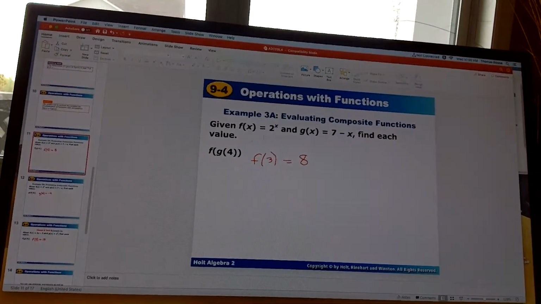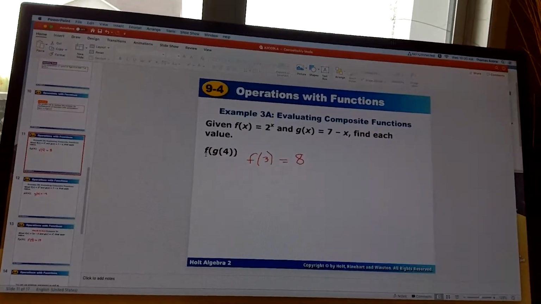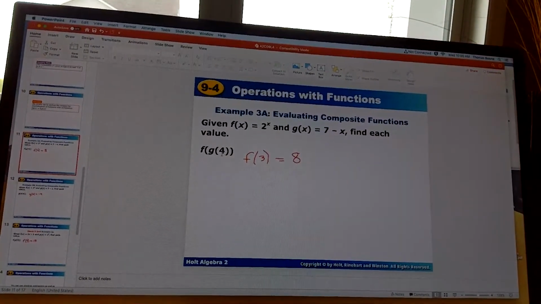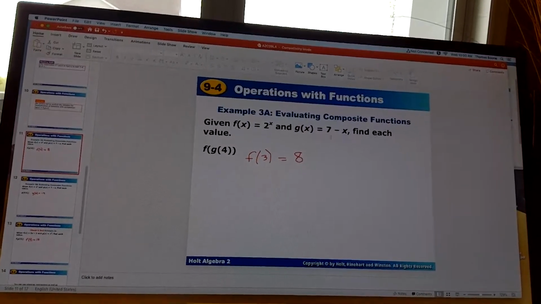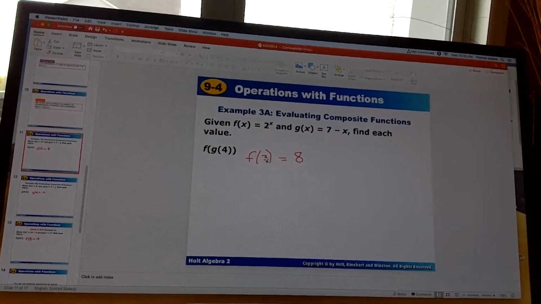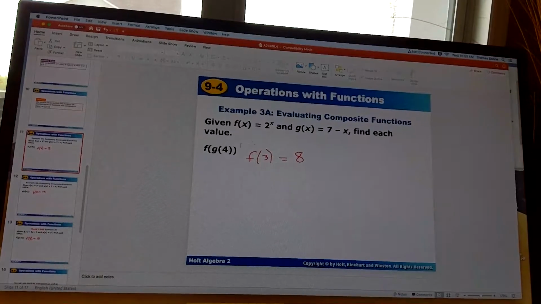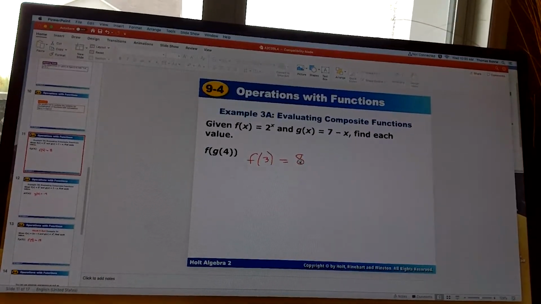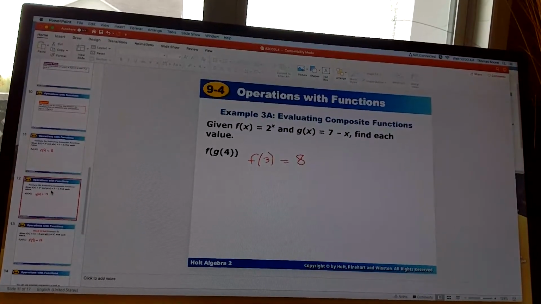All right, so here we have two functions, f and g. So we want to find f of g of 4. What that means is we're going to put the 4 in the g function first. So 7 minus 4 is 3. Okay, and then you take that and you put that in the f function. 2 to the third power is 8. Always work inside out. Inside out is what we're doing.